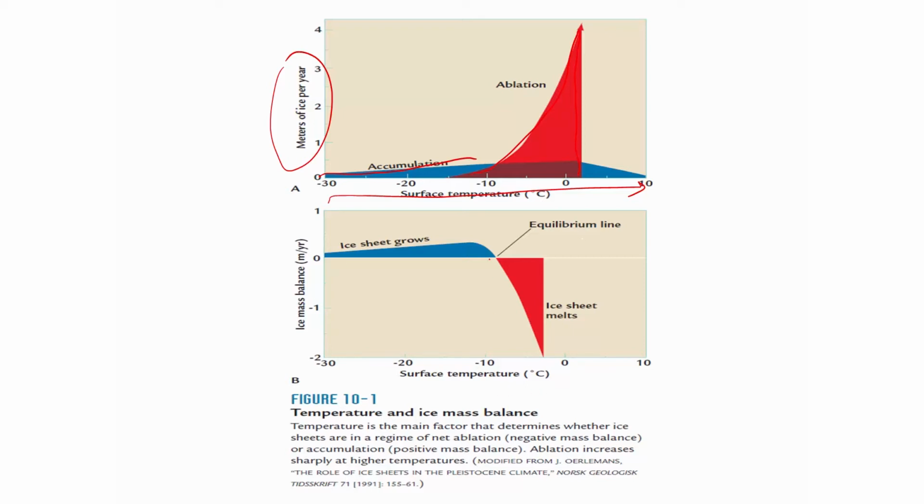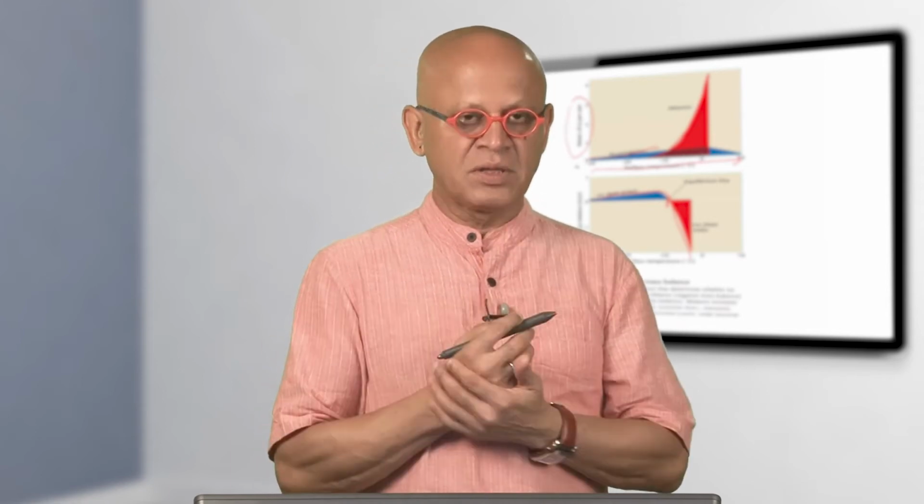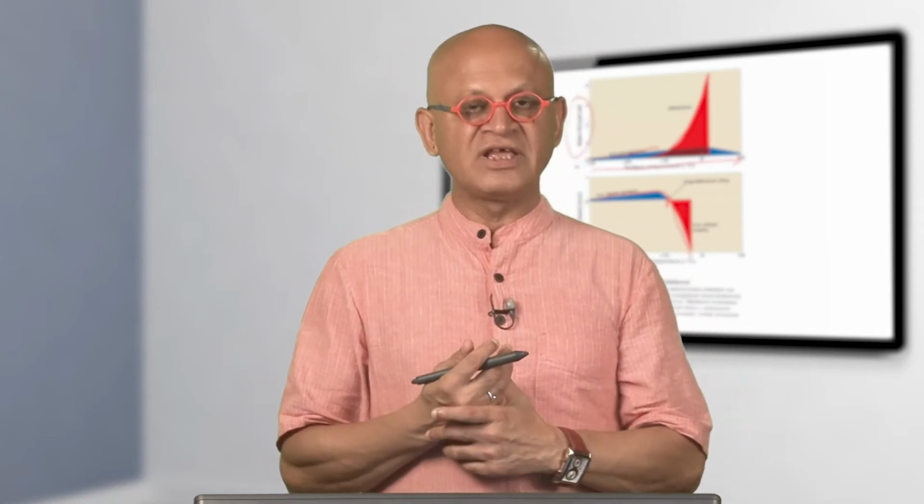So, here is the equilibrium line. Basically, when you subtract the ablation from accumulation, there is net ice sheet growth where there is more accumulation than ablation, and in the regions where ablation dominates accumulation, you have ice sheet melting. So, essentially you are looking for processes, whether orbital forcing or human activities or whatever, which increase ablation. Is there a way that human activity can increase accumulation?